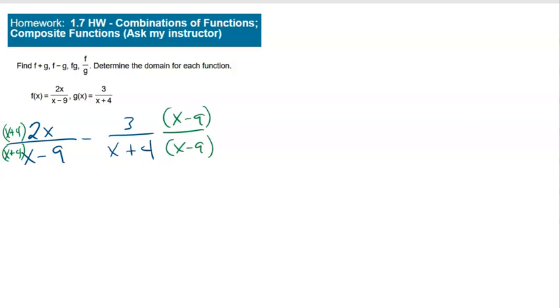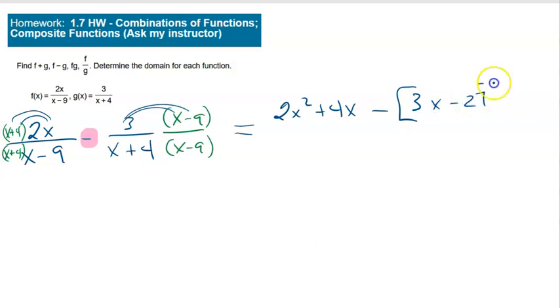I'm going to be super careful when I distribute, because that's where a lot of silly mistakes are made, and I'm going to be super careful with this minus sign. Okay, so watch this. I've got 2x, then I'm going to multiply times x and x plus 4. That's the distributive property, so it's 2x squared plus 4x minus, right? Because there's a minus here. Now, if I just distribute this 3 right now, I'm going to get it wrong, because I need some brackets. I got to minus this whole result right here. So that's going to be 3x minus 27 when I distribute.